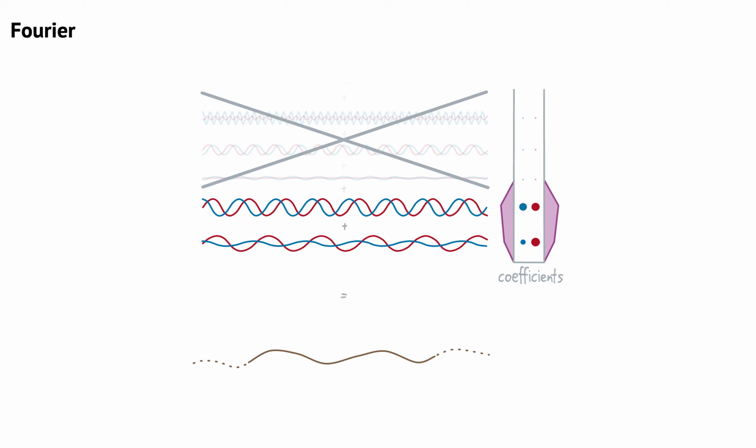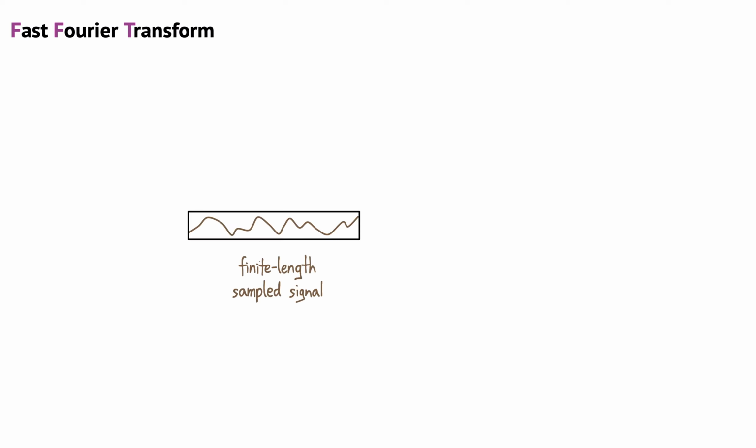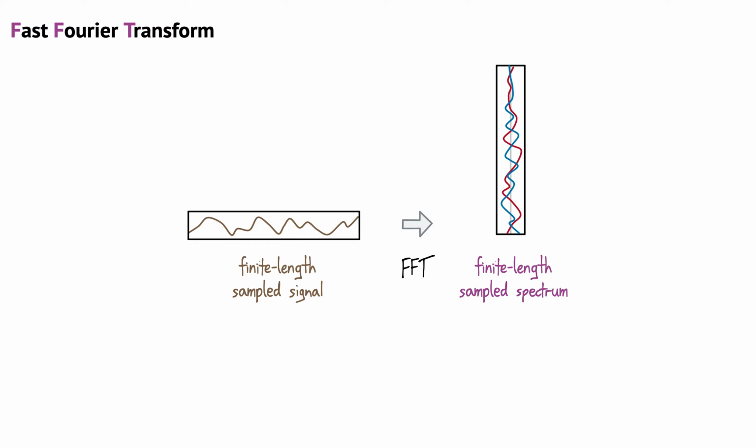Well, that's all well and good, and very mathematical, but this waveform is infinitely long and infinitely detailed. And the spectrum it gives us, these coefficients, are also infinite. So to do practical computation, we need something called the FFT, which is the fast Fourier transform. What this does is it takes a finite length sampled signal and gives us a finite length sampled spectrum.